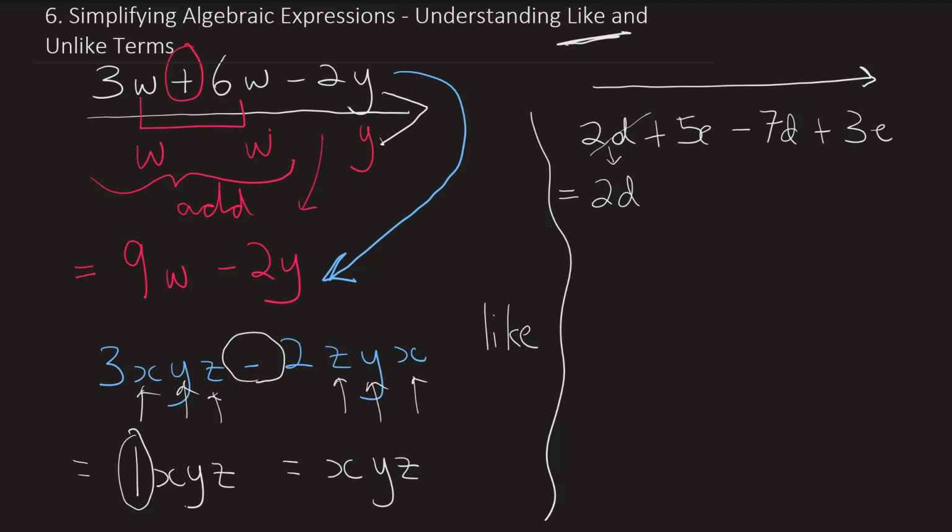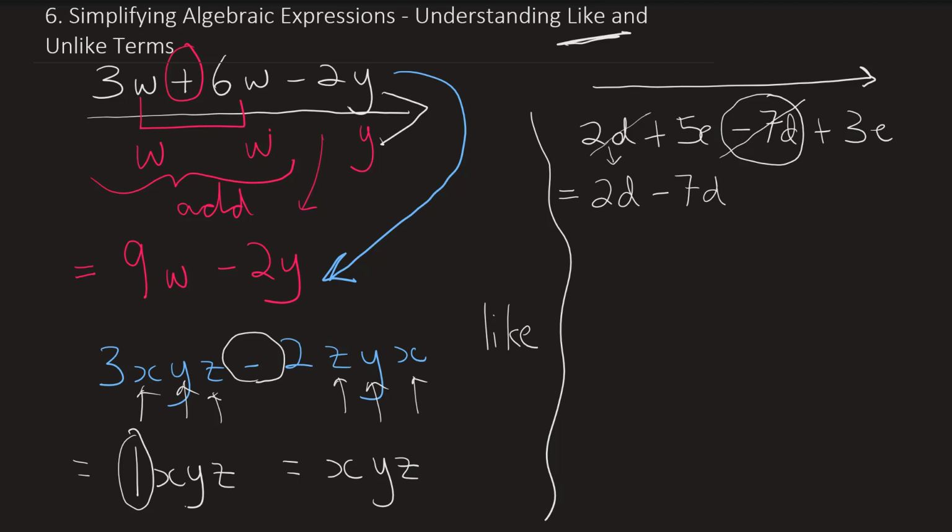The next one is 7d. So I'm going to circle it. Remember to circle the sign in front of it because it belongs to it. And then I'm going to write it down. So this is minus 7d. I'm going to strike through it so that I don't make the mistake of accidentally writing it out again. And I'm going to look at the final term, which is 3e. So it's not a like term, so I'll leave it for the time being.